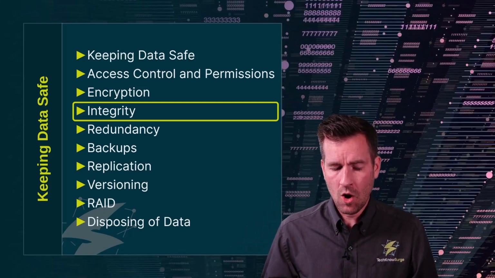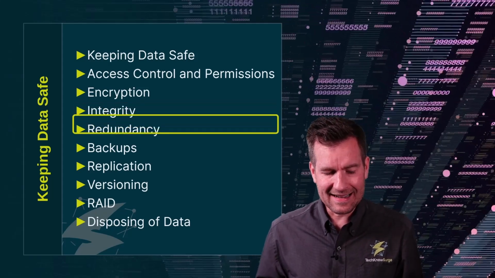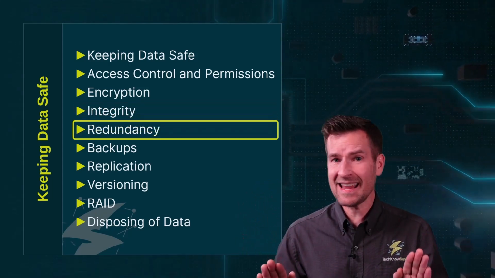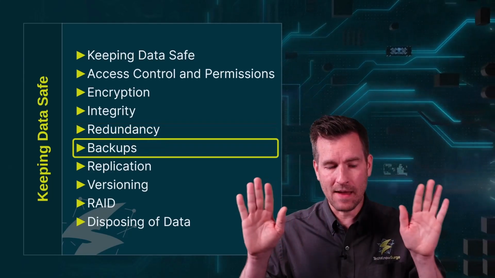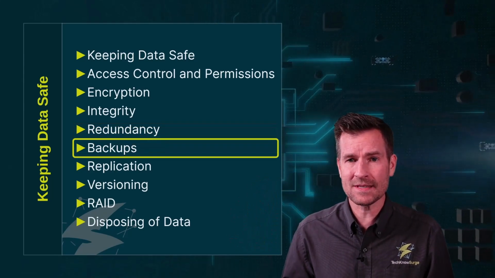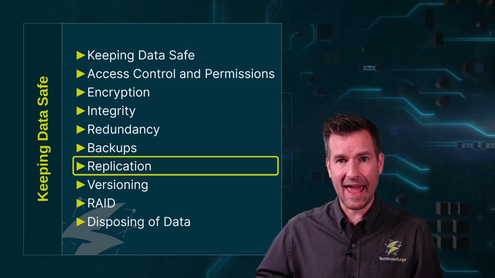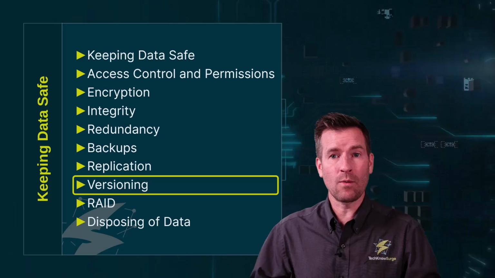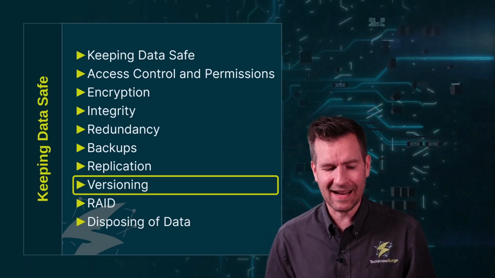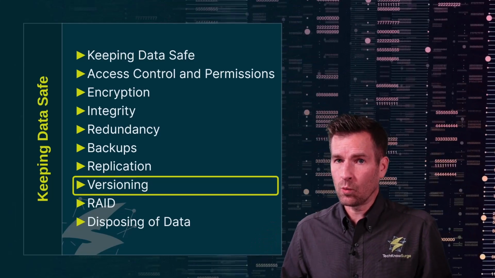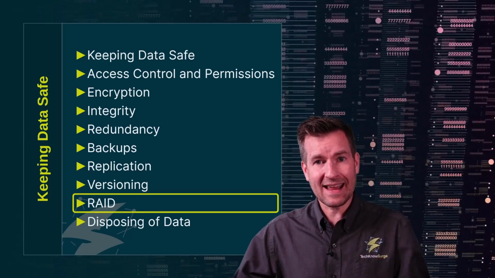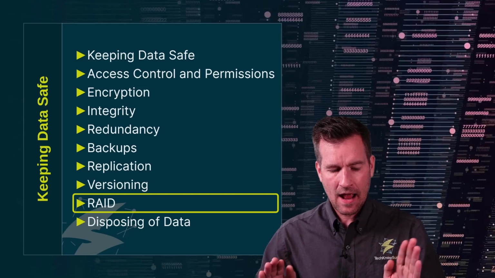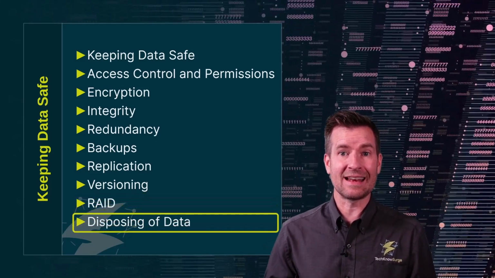we're storing. We're also going to get into redundancy and how we can make duplicate copies of things using redundancy. Same thing with backup, how we can make multiple copies using backups. We'll get into replication and how we can replicate data. We'll talk about versioning and how we can use versioning to help us manage data. We'll get into RAID and how RAID can help us create duplicates using our disks. Then we'll get into disposing data properly.